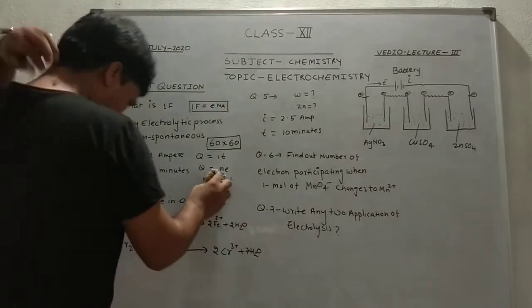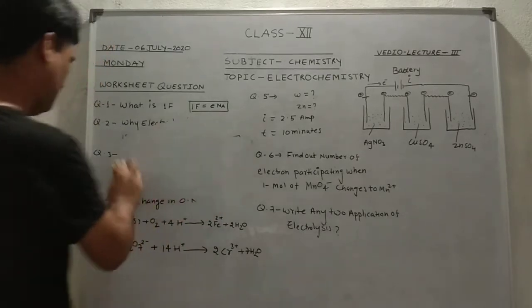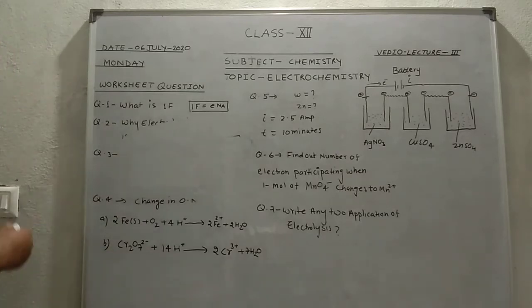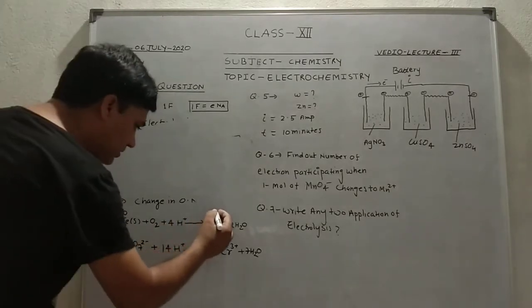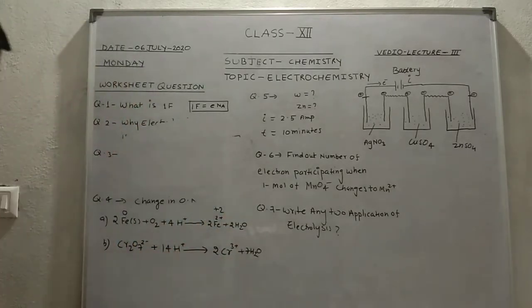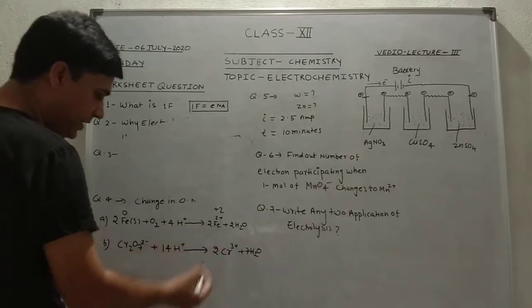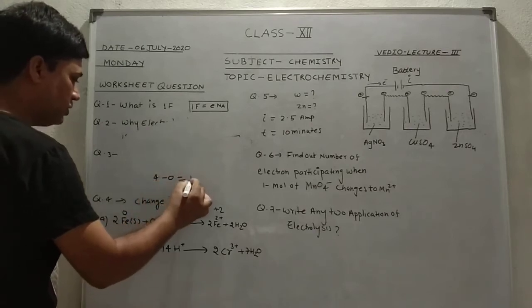Next question is: calculate the change in oxidation number. This is question number 4. In part A, here the oxidation number is 0 and here the oxidation number is +2. But Fe2+ ion is present here. So the change in oxidation number is equal to 4 minus 0, which is equal to 4.